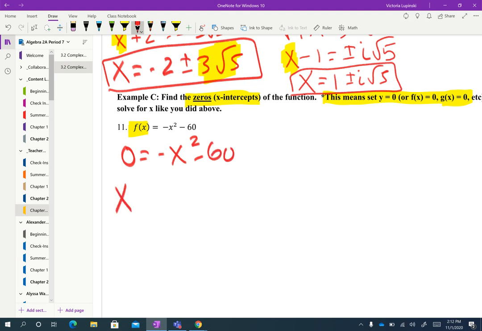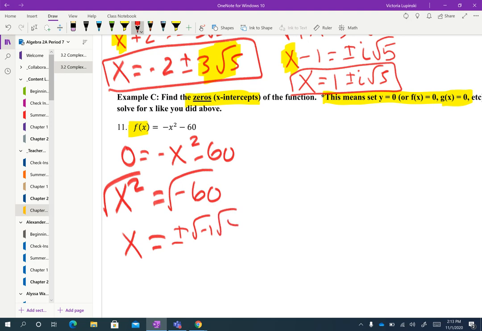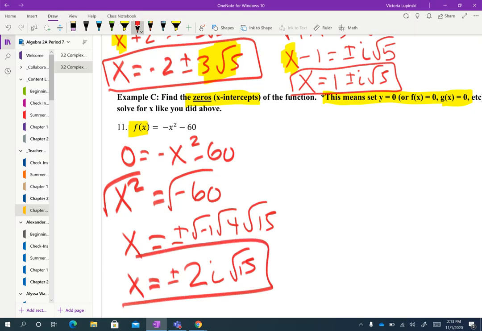I'm then going to add the x squared to the left, which makes it positive. Then I'm going to get rid of the squared by taking the square root. That's going to give me a plus or minus. There is going to be an i. 60 is a pretty large number. The biggest perfect square in 60 is 4, which goes in 15 times, which means that I'm going to get plus or minus. The square root of 4 is 2. The square root of -1 is i. And then the square root of 15 goes in the back.